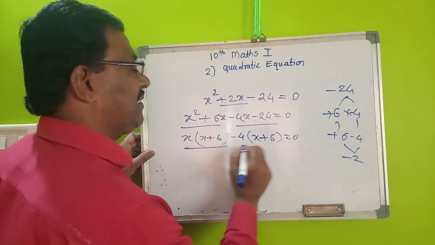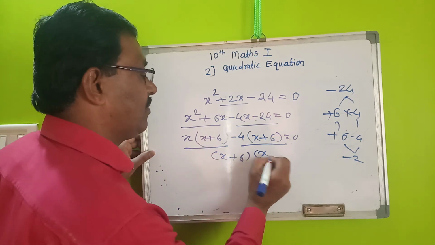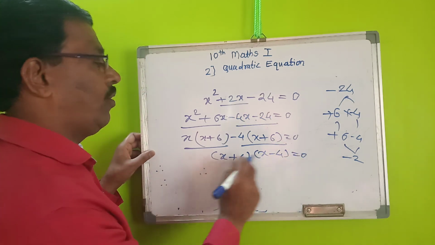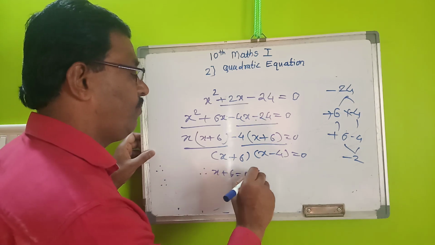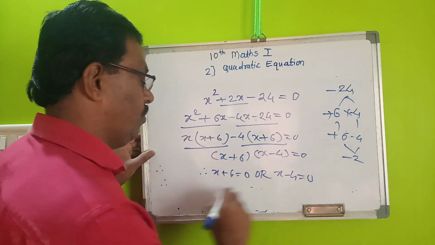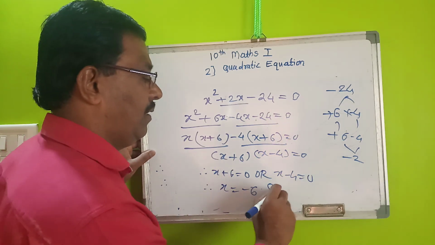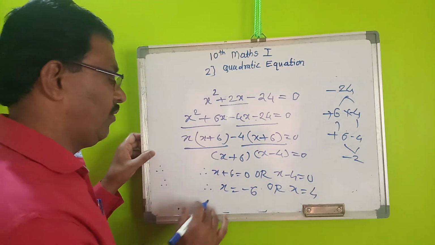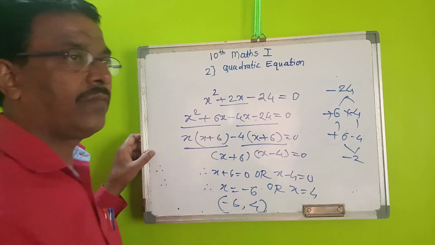Here x plus 6 is common, so the remaining bracket is x minus 4 is equal to 0. The product of those two terms is 0, so x plus 6 is equal to 0 or x minus 4 is equal to 0. So x is equal to minus 6 or x is equal to plus 4. So the solution of the given equation is minus 6 comma 4.